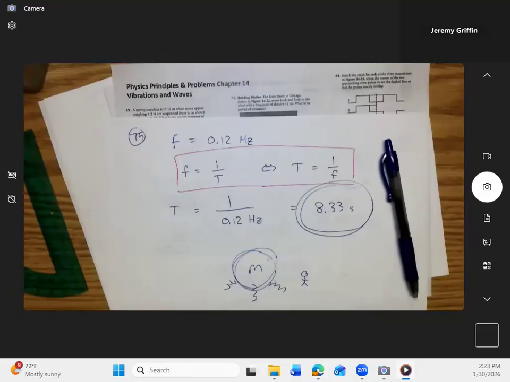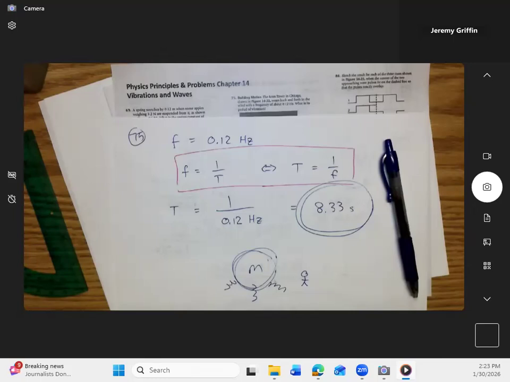Do you guys hear approximately 2 beats per second? So what's the frequency? 2 hertz. And what's the time period between beats? Yeah, 0.5 seconds. 1 over 2 is 0.5. Yeah, right?